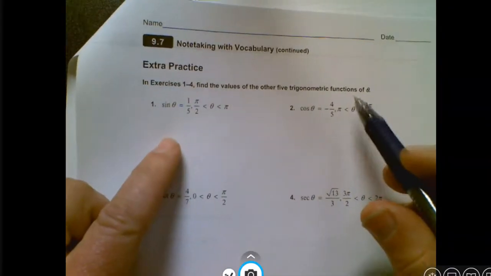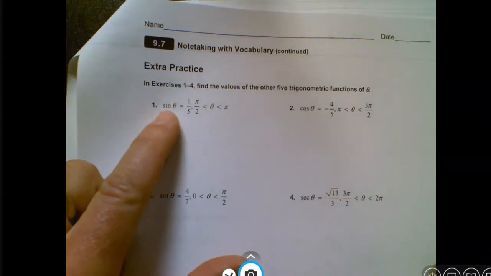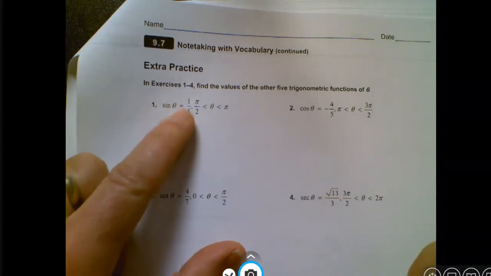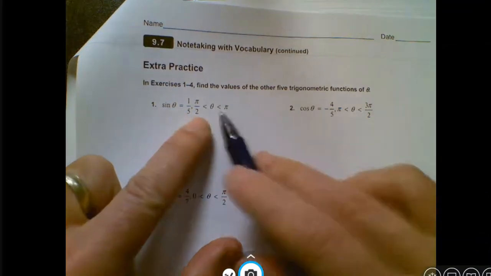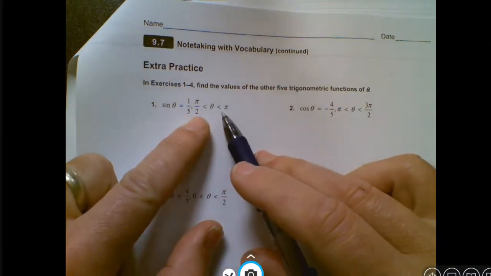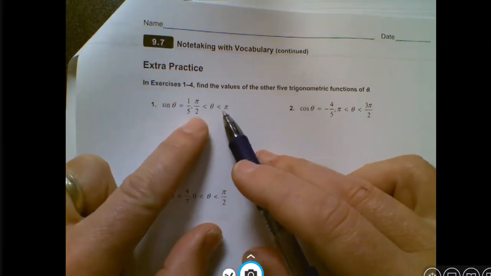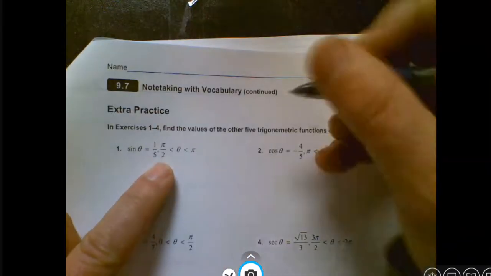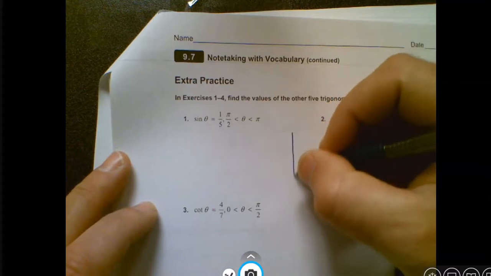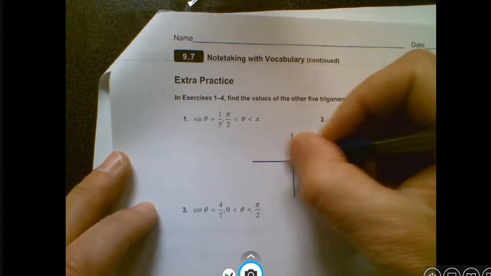So looking for all of our trig functions. We are told here that the sine of an angle is 1 over 5. And what this is telling you is which quadrant you should draw that in. So where are we between pi and pi over 2? Remember for this one, I'll put it right here in the middle so we can keep it on the screen.